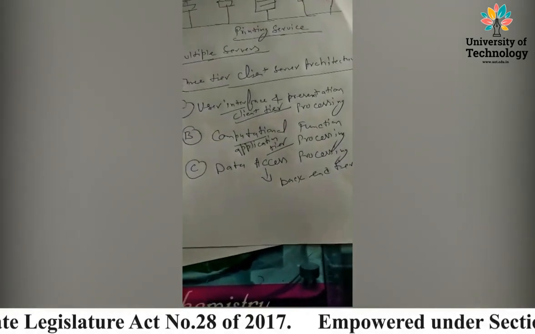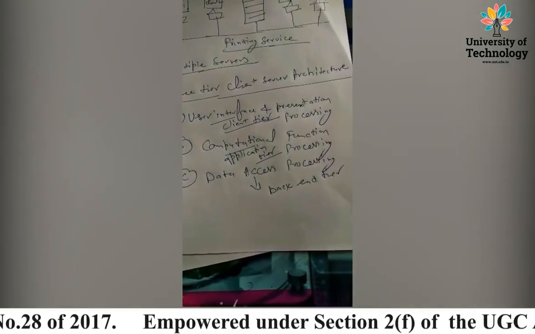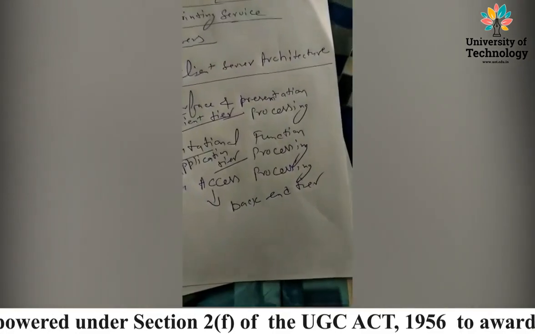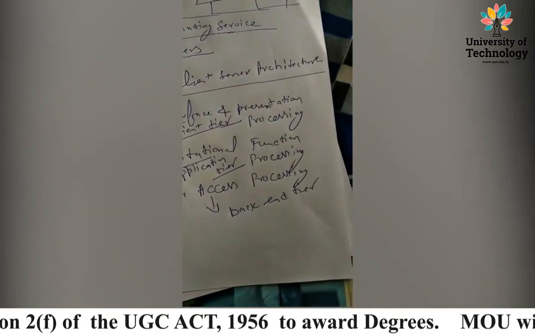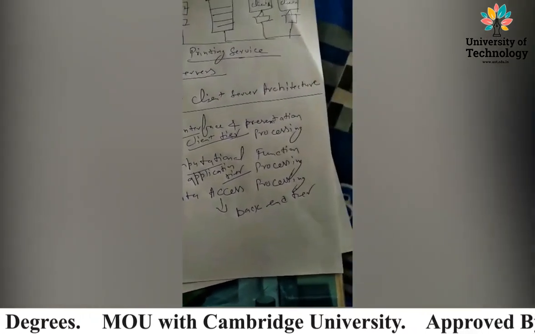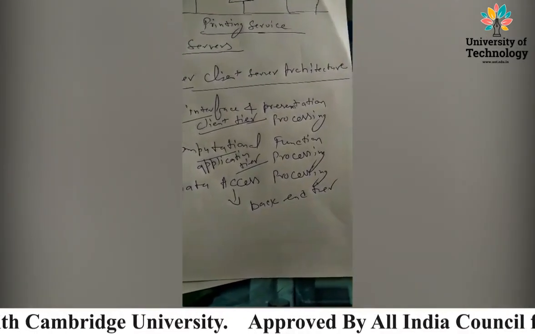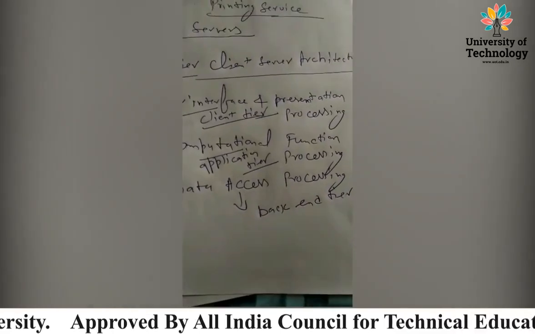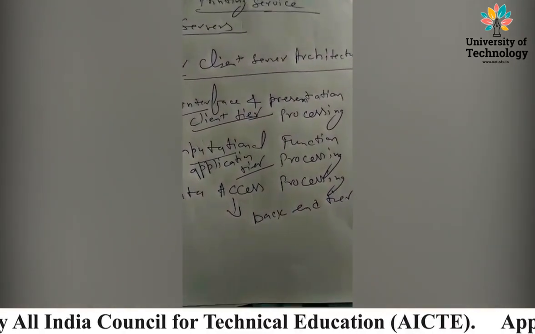So first, user interface and presentation belongs to the client tier. Second, computational function processing belongs to the application tier. And third, data access processing belongs to the back-end tier.